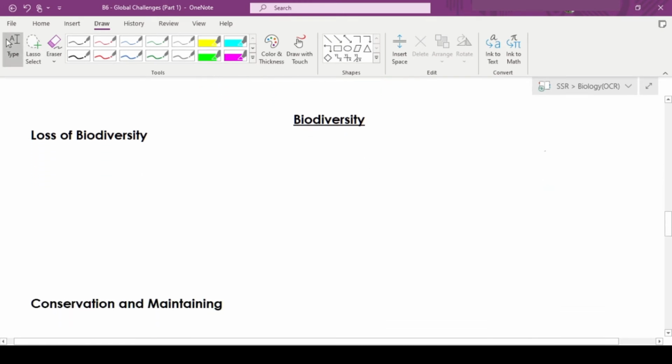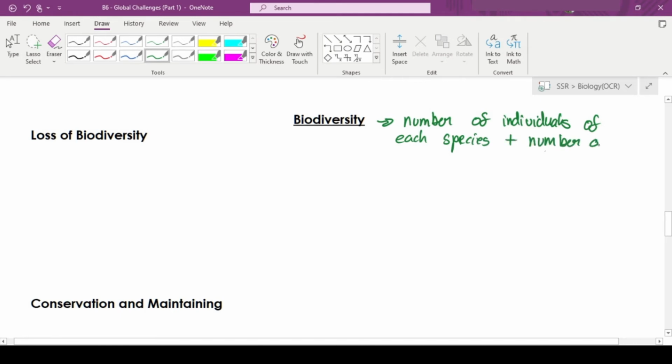The next topic we are going to discuss is the concept of biodiversity. And what we mean here is we mean the number of individuals of each species that live in an area, and we mean the number of different species. So you need both of these things in order to have a biodiverse area. So you need lots of individuals of a lot of different species in order to say that an area is very biodiverse.